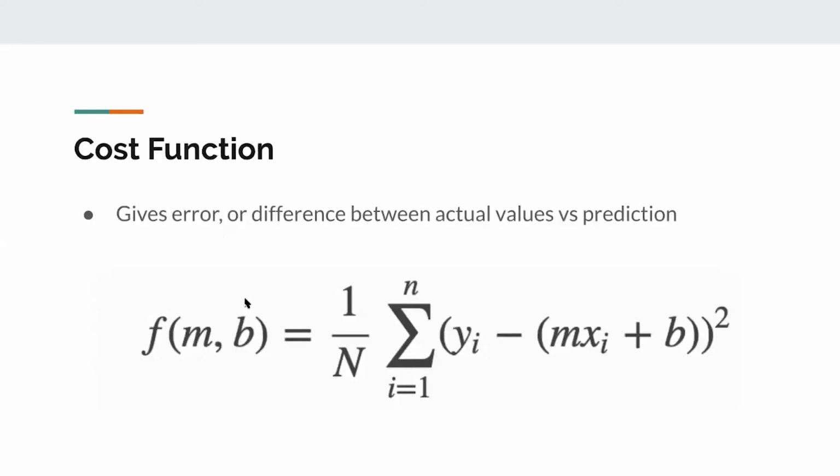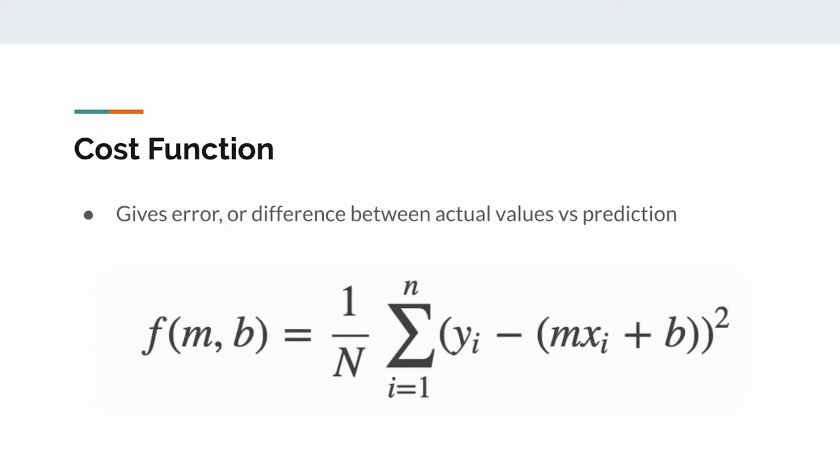The way that you assess the accuracy of a machine learning model is usually with something called a cost function. If you look here, the notation might be really confusing to you, but basically what this does is say how far off our prediction is from the actual data. Does that make sense?